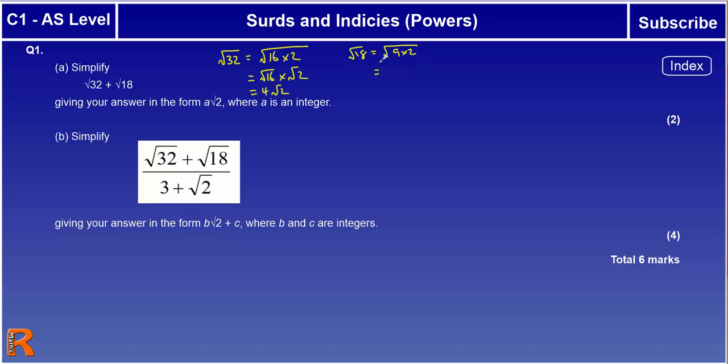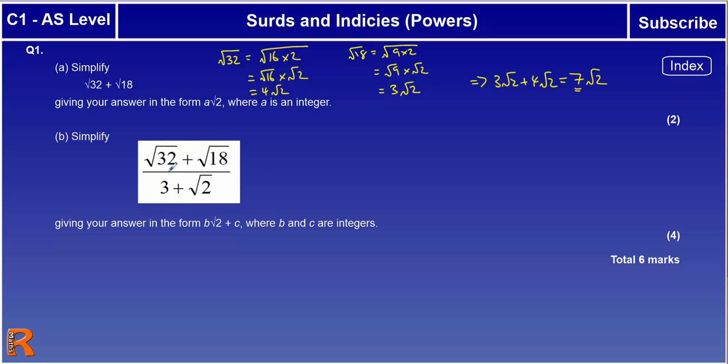So a lot of these surds questions, when you're simplifying stuff, you're looking for square numbers that allow you to square root them to get a proper number. So we end up with 3 root 2 and 4 root 2, and if we're adding those together, we get 4 root 2 plus 3 root 2, which is 7 root 2. And that's worth 2 marks. So the form a root 2 just means there's a whole number, an integer, in front of the square root. Okay, so simplifying this, a little bit more complicated situation.